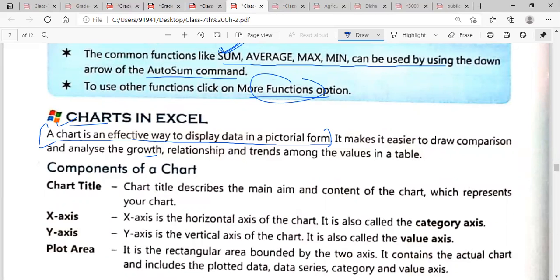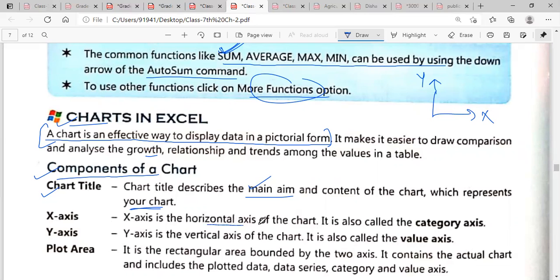If we want to analyze the growth, or compare things, or show a trend, then what are the components of a chart? First is the chart title. The chart title describes the main aim and content of the chart, which represents your chart. It gives a title to your chart, describing your main aim. Okay. Now, a chart includes an x-axis and y-axis; we take y-axis vertically and x-axis horizontally.